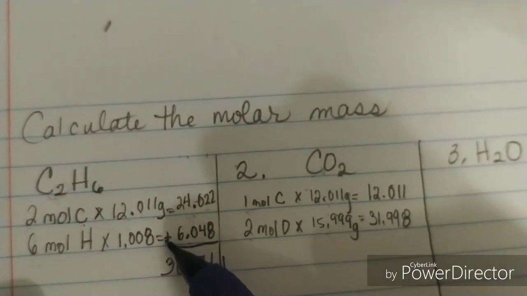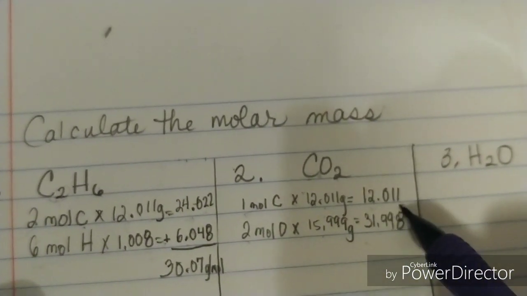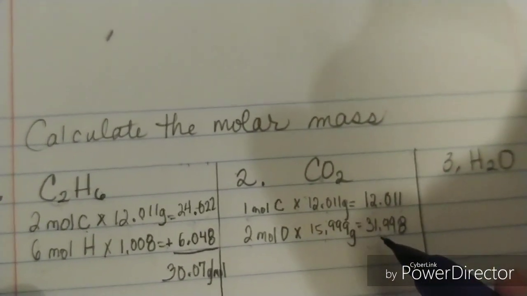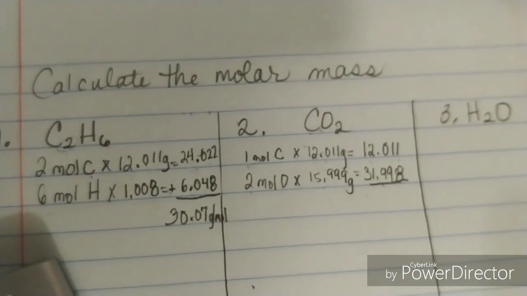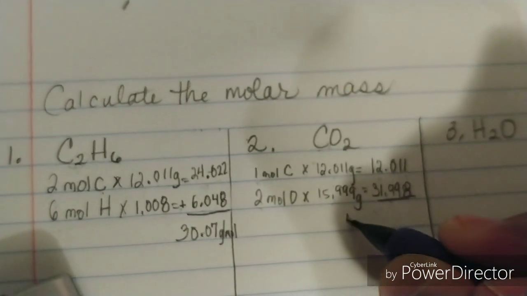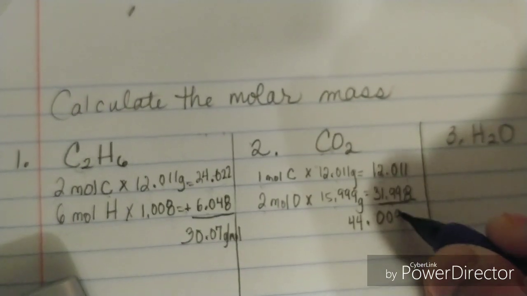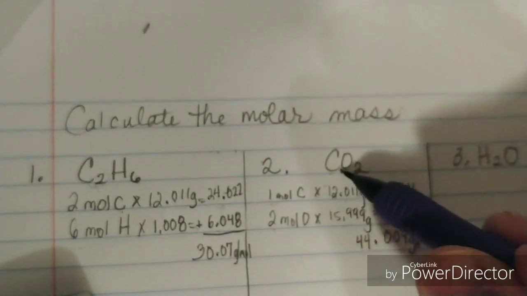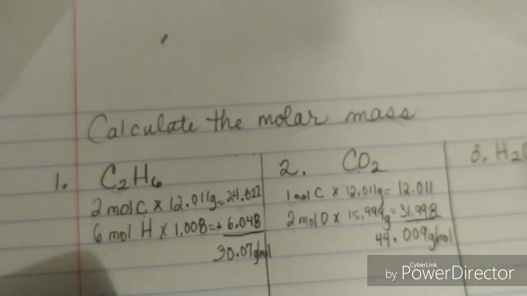Once we multiplied, the next thing to do and the last thing to do is to add the 2 numbers. So we're going to add 12.011 with 31.998. Okay, adding those 2 together, we get a total of 44.009 grams per mole, because again, that is a unit for the molar mass, or any molar mass. Okay, so far we've done 2, the same process.